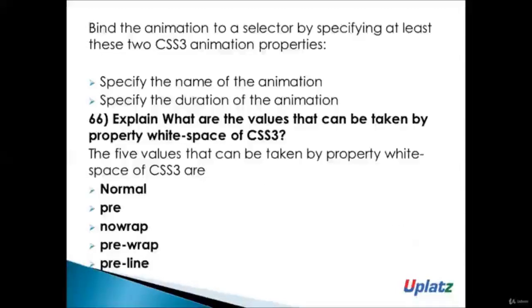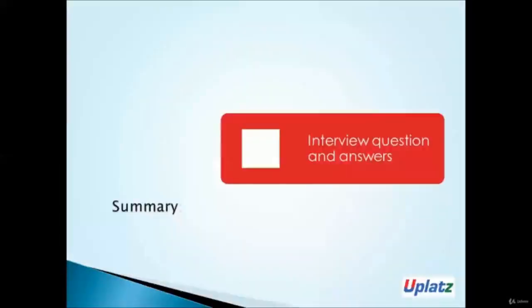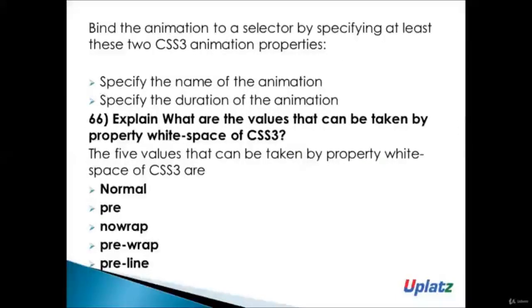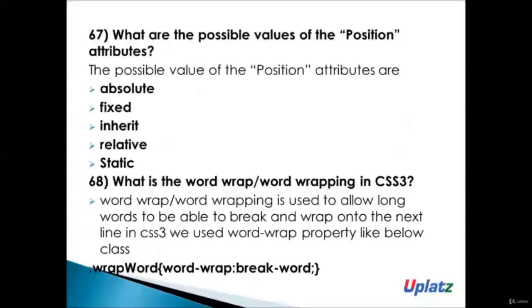Add keyframes and bind the animation. There are two things we need to do for animation: one is to name it and the other to specify duration. What are the values taken by the white-space property of CSS? Five values: normal, pre, nowrap, pre-wrap, pre-line. Possible values of position are absolute, fixed, inherit, relative, static. These are the possible values you can give for the position attribute.